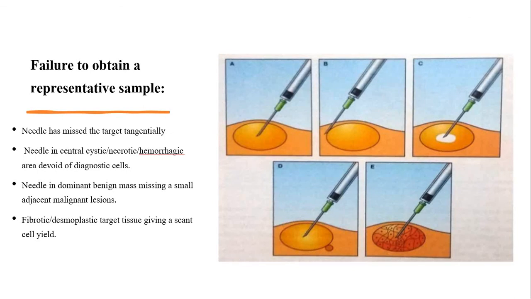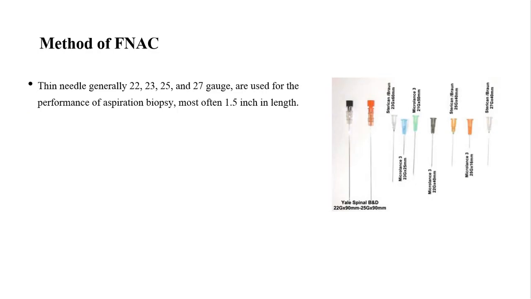Failure to obtain a representative sample occurs if the needle has missed the target tangentially, if the needle is in the central cystic or necrotic or hemorrhagic area which is devoid of diagnostic cells, if the needle is in the dominant benign mass missing a small adjacent malignant lesion, or if there is fibrotic or desmoplastic target tissue giving a scant cell yield. Method of FNAC: thin needles, generally 22, 23, 25 and 27 gauge needles, are used for the performance of aspiration biopsy, most often 1.5 inch in length.